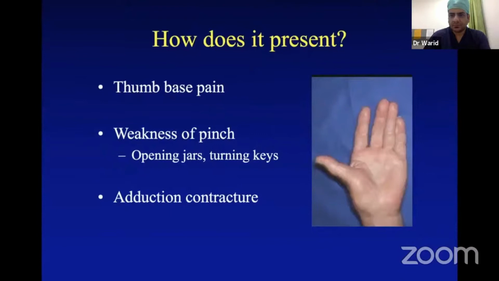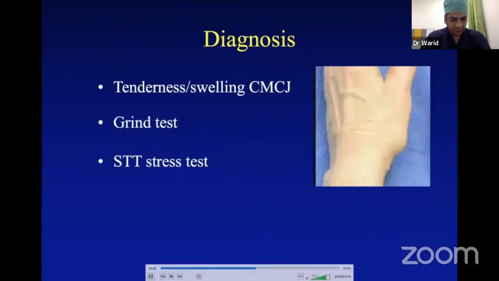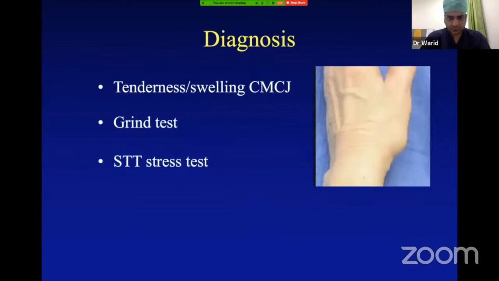The arthritis presents with pain and weakness and may progress to an adduction contracture with hyperextension of the metacarpophalangeal joint. In the early stages, there is swelling, tenderness, and instability of the joint with a positive CMC joint grind test. Pain on radial deviation may be evidence of associated scaphotrapezial arthritis.